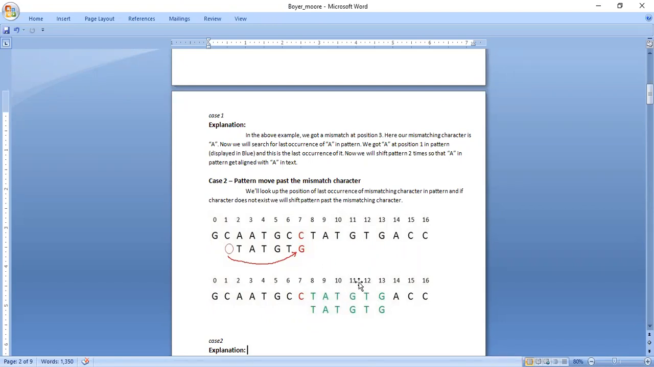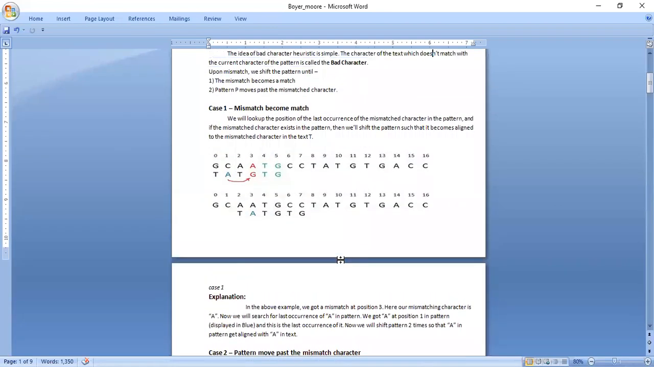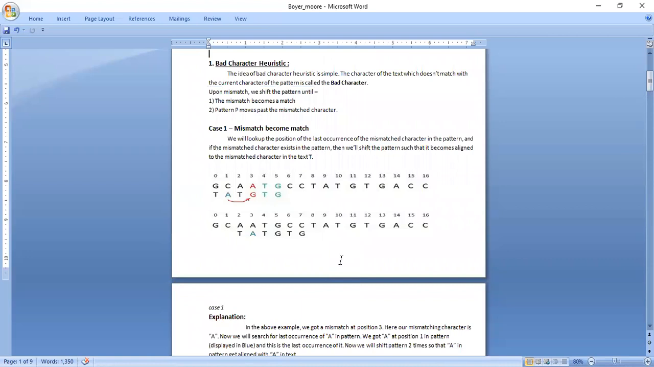Whereas if we use brute force for this same example, we would have done various shiftings. Again, we would need to start from the 0th index. It would have taken some 14 to 15 steps to do the same. So this is the main advantage of the Boyer-Moore algorithm. By using the bad character rule, it avoids shiftings.